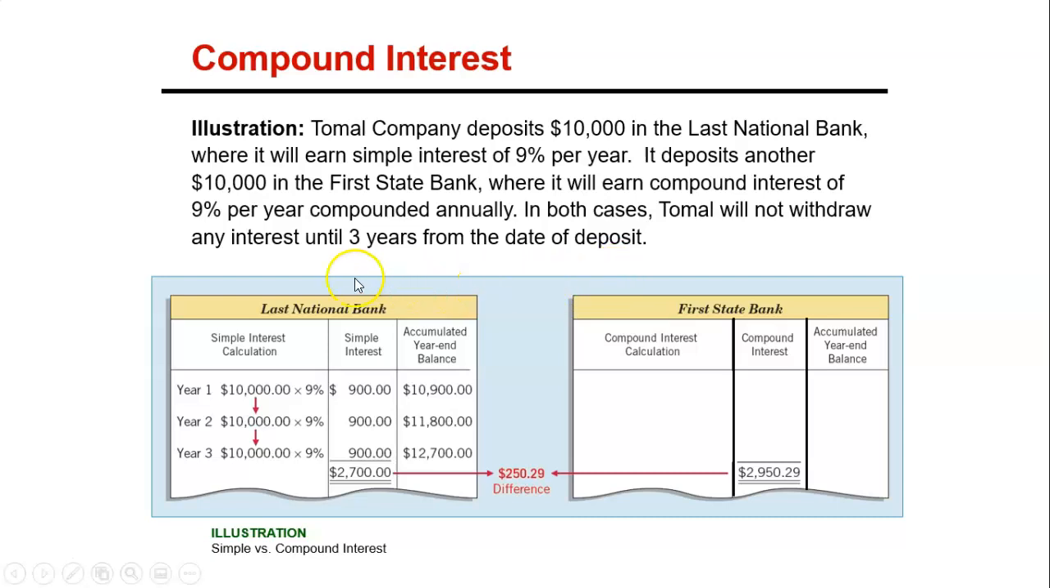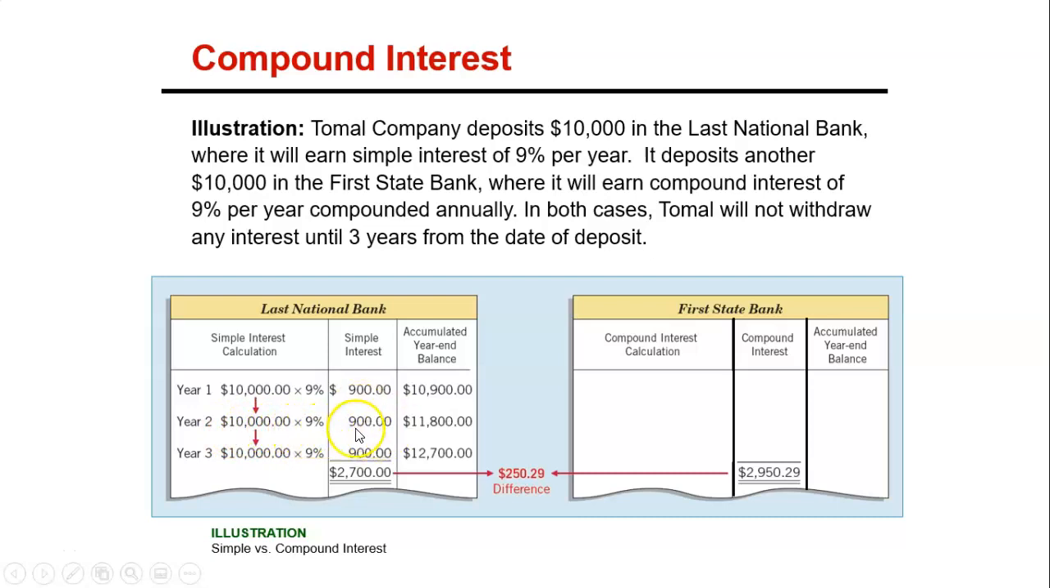Okay, so on the left down here, we have the Last National Bank. We see the principal, which is the $10,000 deposit that they put in the bank, times the 9% rate, and they don't show it, but it's times 1 year, times 1, and that's $900 of simple interest. So we take the $10,000 that was deposited, add the $900 extra interest that the bank's going to give them, and they would have at the end of the first year $10,900.